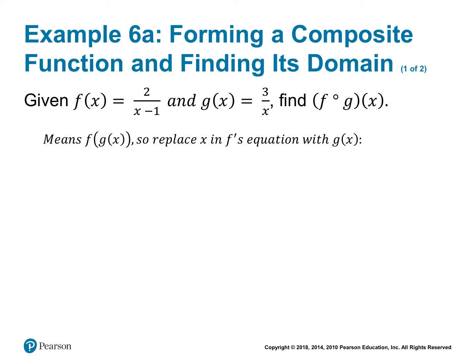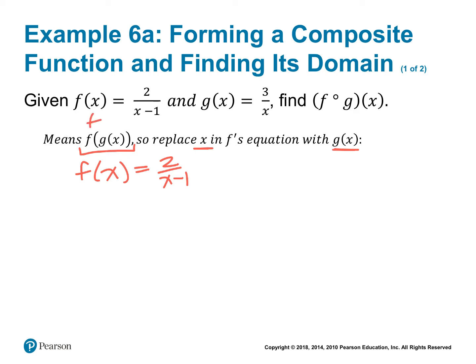Okay, so we know on this one, we have f of x equals 2 divided by x minus 1. G of x is 3 divided by x. We want to find what f with g is. So this again means this function. We're going to replace all the x's in f's equation with g of x. So we're going to start with the f of x formula, and I'm going to replace all the x's with g of x.